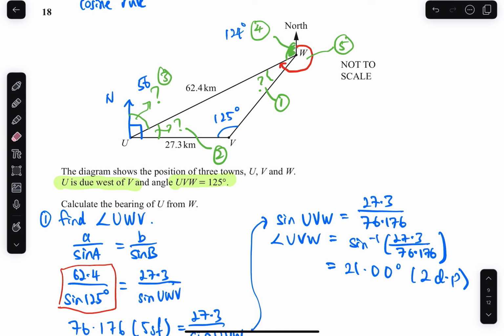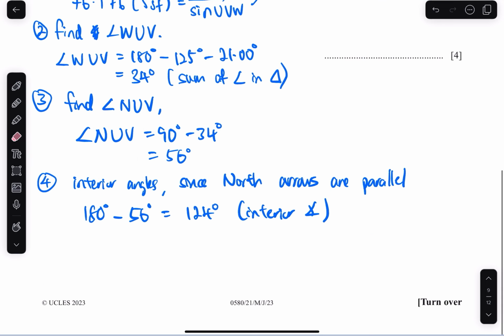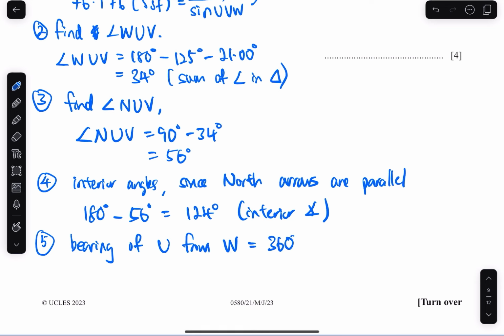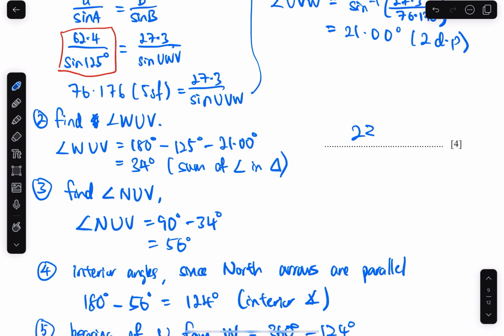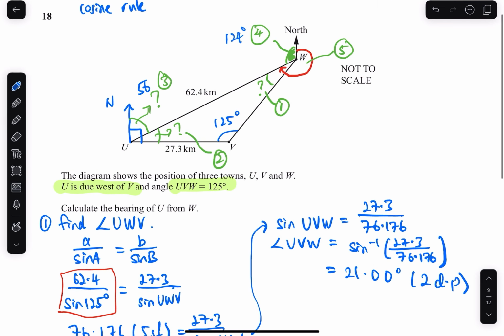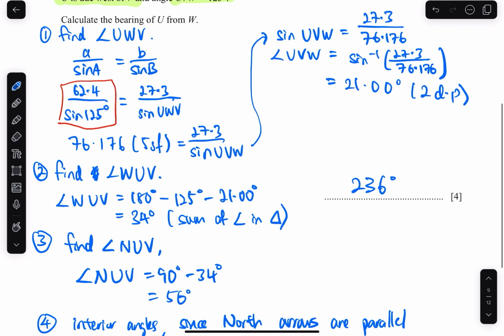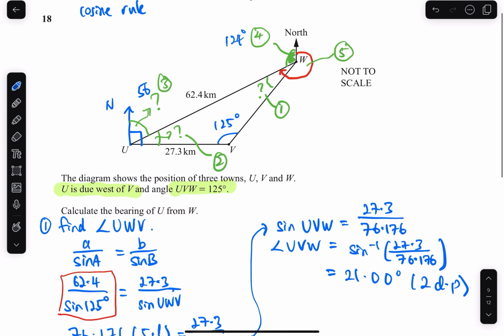Now the last step is to find the bearing of U from W. We are at step 5: the bearing of U from W is equal to 360 minus 124, which gives 236 degrees. Yes, this will be our final answer, 236 degrees. This is a 4-mark question, rather tedious, but the main marks will be for the application of the sine rule. Okay, thank you.